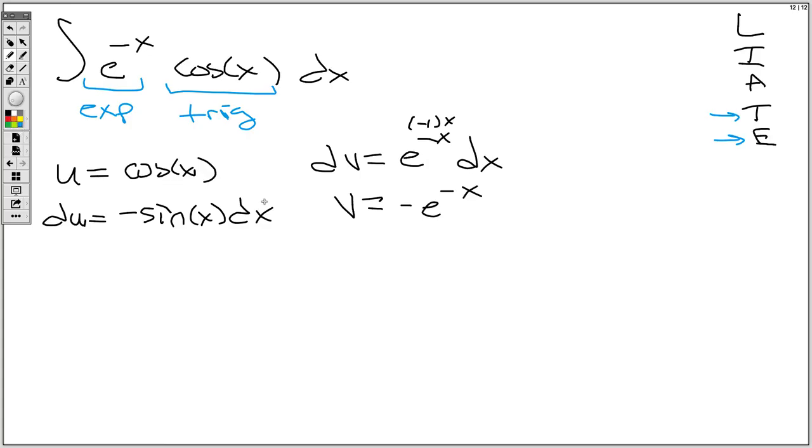And now I'm going to apply the formula here. It's u times v, so a negative e to the negative x cosine x, minus the integral of v du. Notice here we've got a negative e to the negative x times a negative sine of x. So those two negatives cancel out.